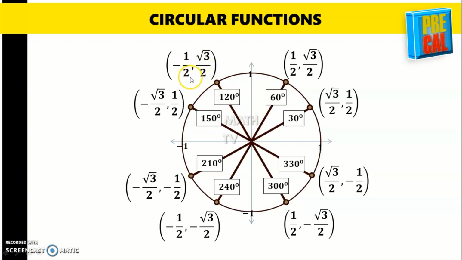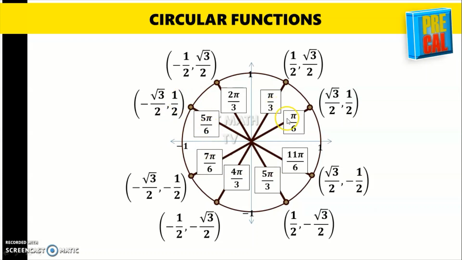For 120 degrees, this one. For 150, for 210, for 240, for 300, and for 330. Okay? So 90, 180, 270, and 360 are also multiples of 30, but I skipped those so that you can see easily. We will have another slide for that.